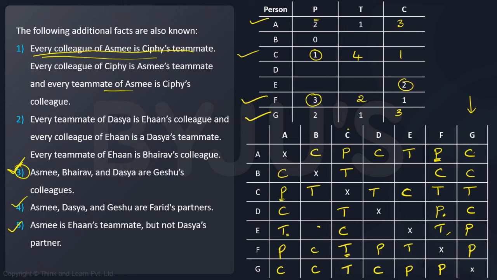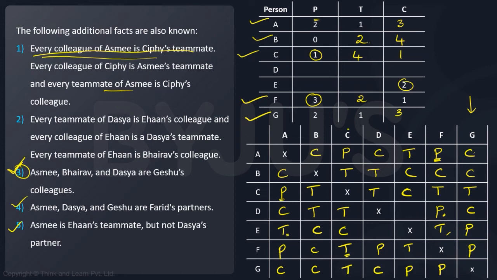So this is C. So this will be C. And every colleague of Ehan is Dasya's teammate. So E colleague. So E and B and D should be teammates. So this is T and this is T. So this finishes your B also. So B has a total of how many? B has 4 colleagues and 2 teammates. So B is also done.